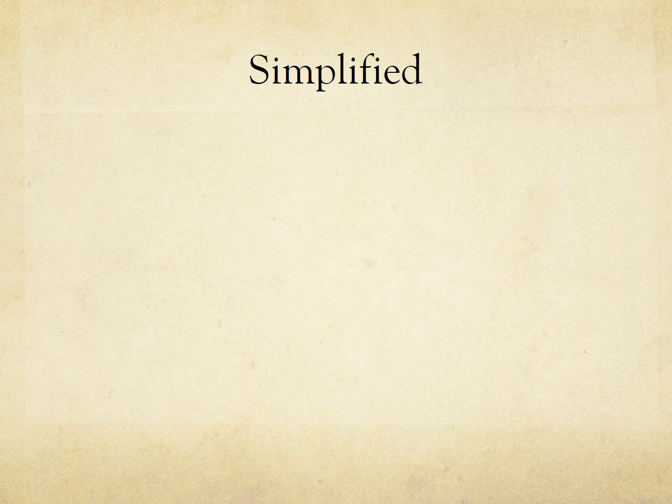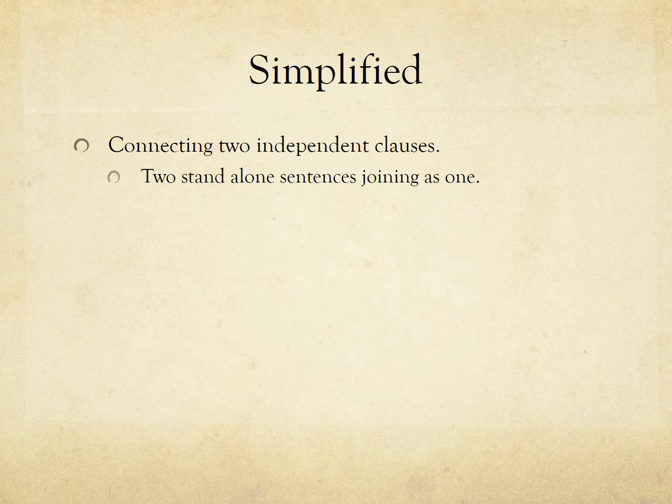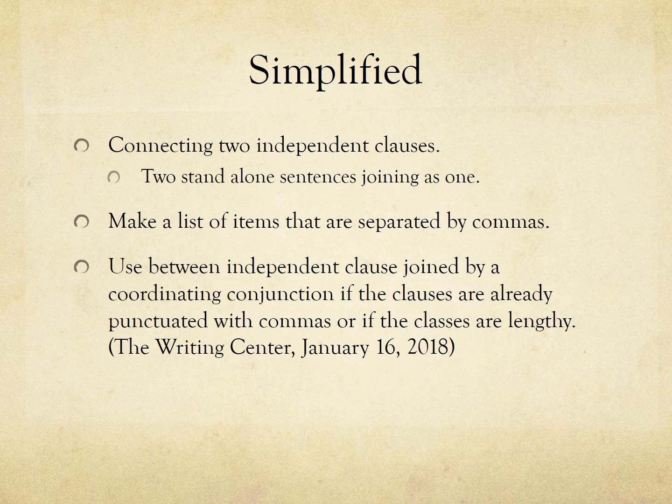The simplified definition is the first one, connecting two independent clauses. A little more simplified is basically two standalone sentences joining as one. And second definition, make a list of items that are separated by commas. And the final one is not as simplified, but just as important, is used between independent clauses joined by a coordinating conjunction if the clauses are already punctuated with commas or if the clauses are lengthy.